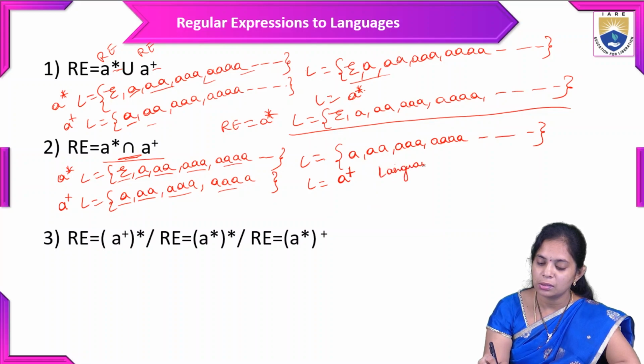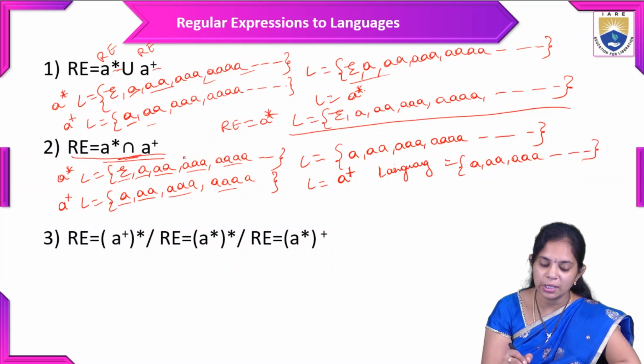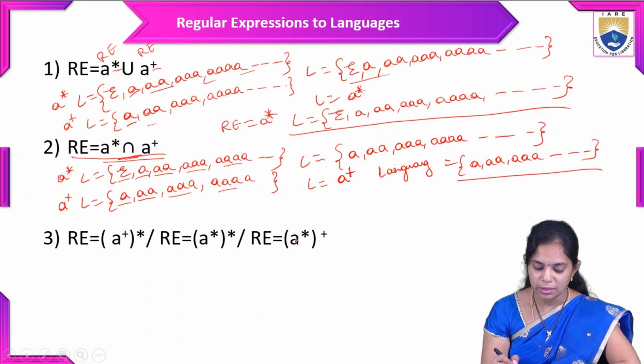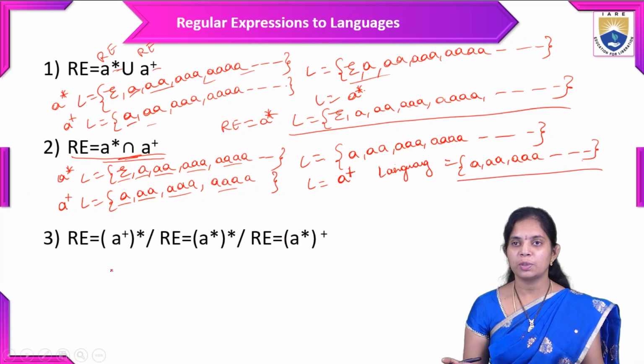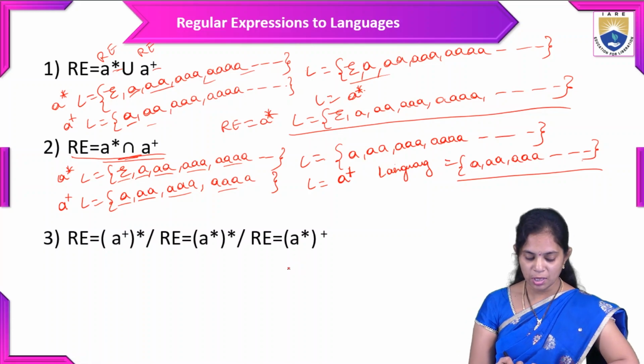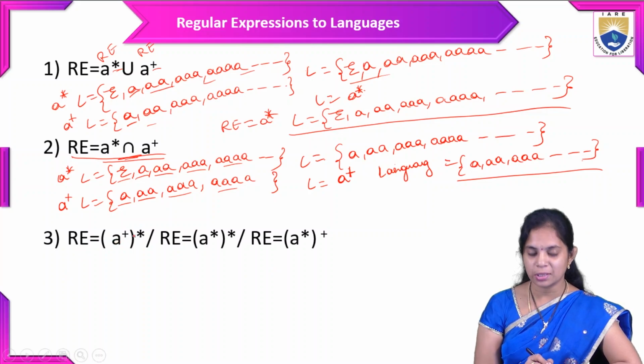Language. So A plus is equal to A, comma, AA, triple A, and so on. So this is the conversion after the regular expression. The language is like this. And next we have one more regular expression. So these three regular expressions are all the same here. So I will write this regular expression of A plus whole star.